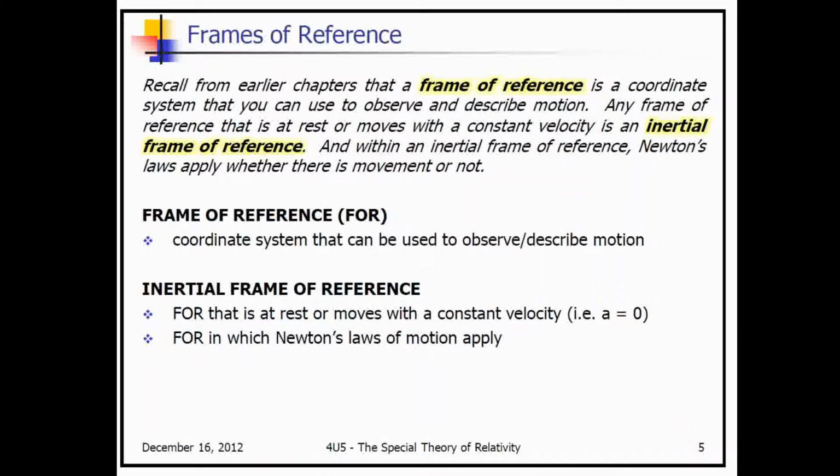varying frames of reference. So what I'd like you to copy down is the definition for frame of reference. Even if you have this copied down previously, I want you to copy it down for this unit, and the definition for inertial frame of reference. And the short form for frame of reference, which you can use when you're writing up any questions in this course, is capital FOR, frame of reference.